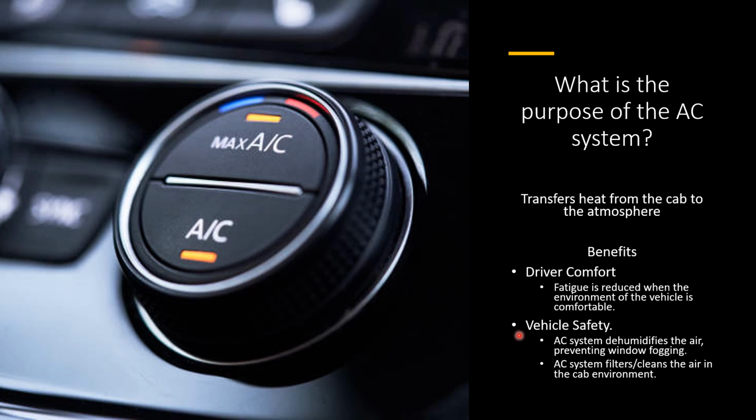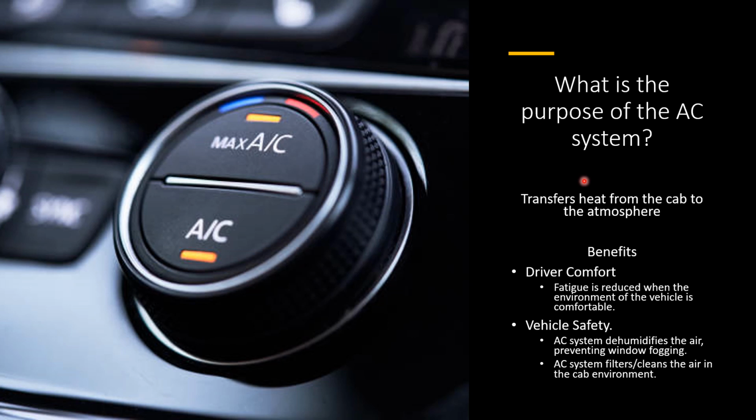The other thing it does is provide vehicle safety. This is also for the driver. The AC system dehumidifies the air, preventing windows from fogging. We use this feature when we are turning on our defrost setting, and we'll discuss a little bit about how it dehumidifies the air when we put it on the defrost setting. The other thing it does is filter and clean the air in the cab environment. So it cleans the air, it dehumidifies the air, and it keeps the driver comfortable during the route. These are three benefits that also serve a purpose of the AC system.